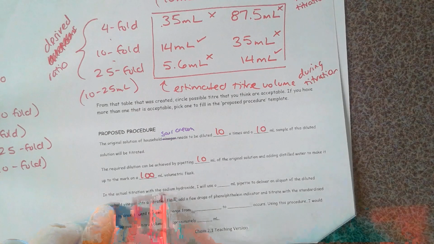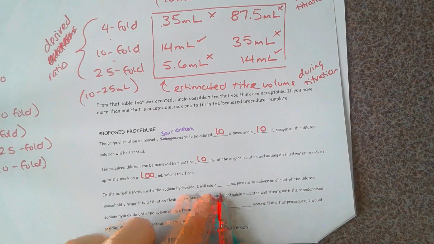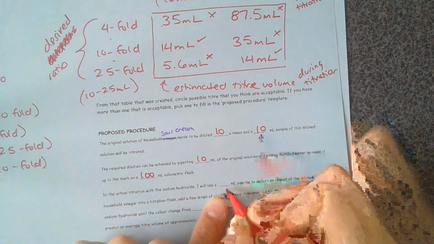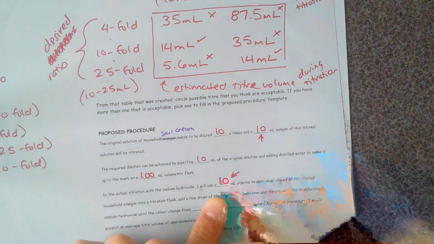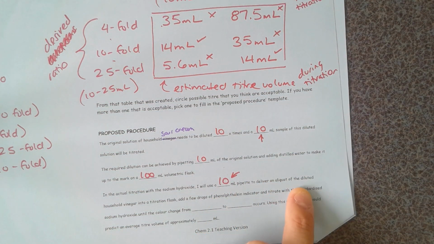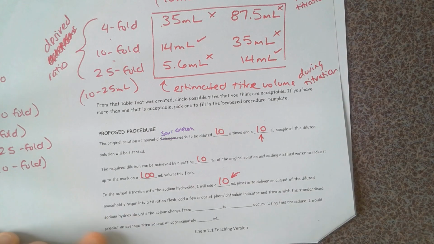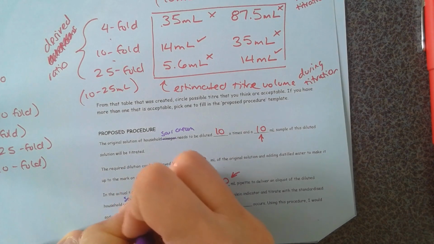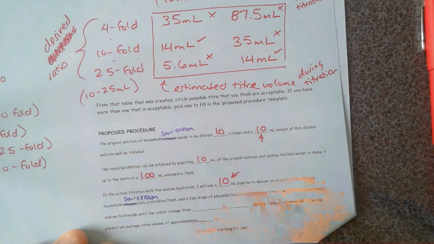All right, in the actual titration with the sodium hydroxide, you repeat the number you have down here, a 10 milliliter pipette to deliver the aliquot of the diluted household. I didn't change it. Sour cream. I'm going to fix this for next year.